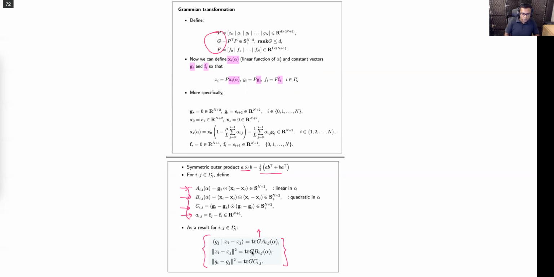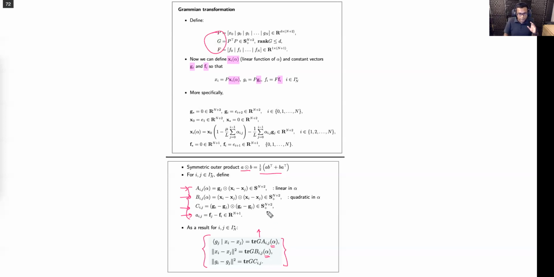Xi minus xj squared would be written as trace of G times Bij(alpha), and gi minus gj squared can be written as trace of G times Cij. Now, for a given alpha, this is going to be completely linear in G and B.